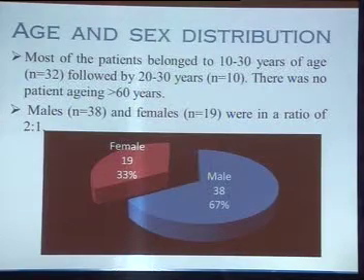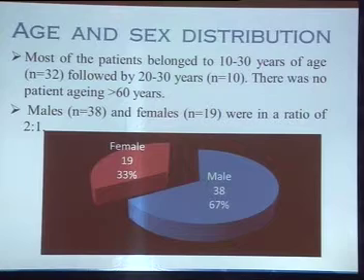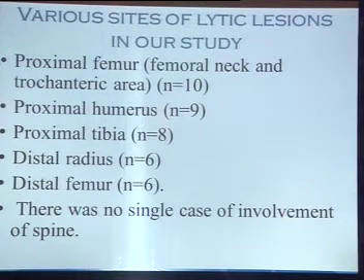Now the observations. Most of the patients belonged to 10 to 20 years of age, followed by 20 to 30 years. There was no patient aged more than 60 years. Males and females were in a ratio of 2:1. The various sites of lytic lesions in our study included proximal femur 10 cases, followed by proximal humerus 9 cases, proximal tibia 8 cases, and 6 cases each of distal radius and distal femur.